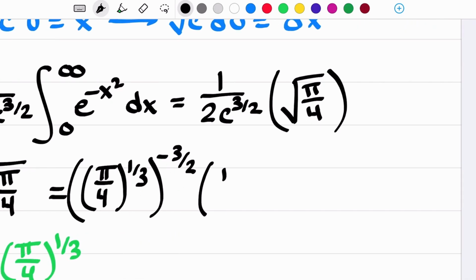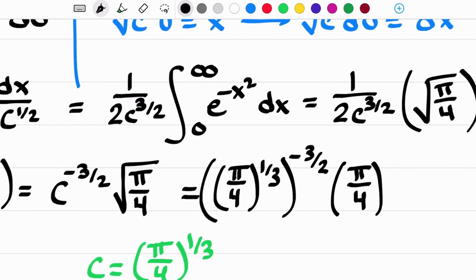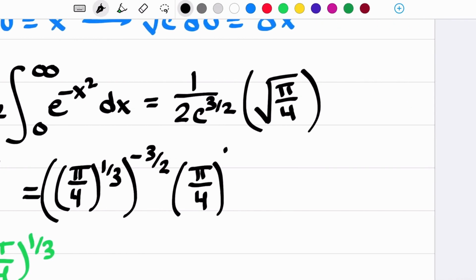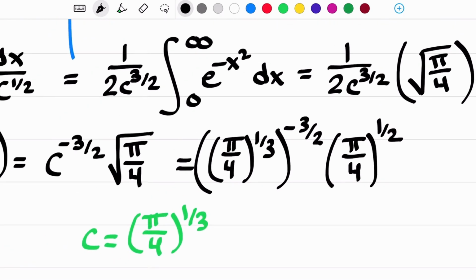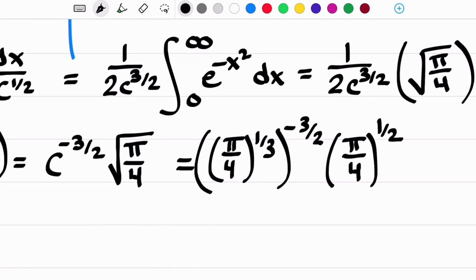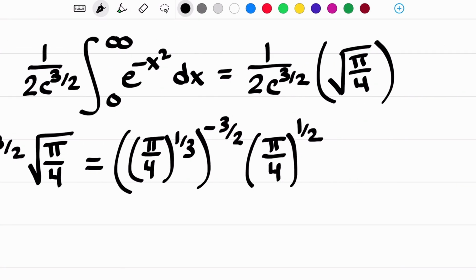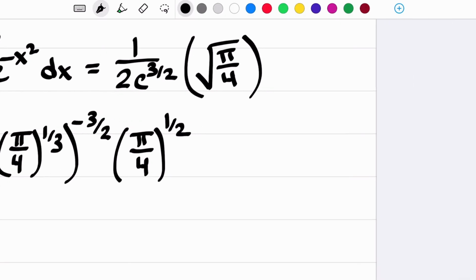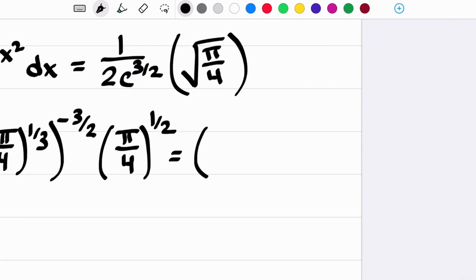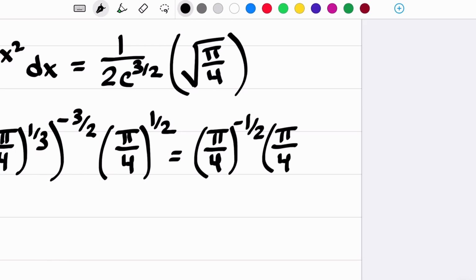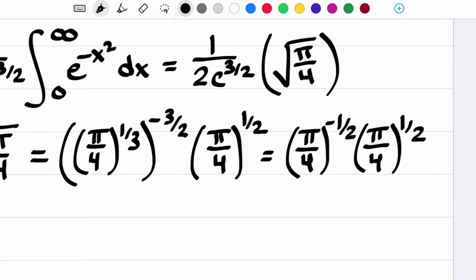And then the second term, I'm going to also write with its exponent. So the square root of pi over 4 is just pi over 4 to the 1/2. And some of you may have already seen where this is going. These two exponents here can do some simplifying. 1/3 times negative 3 over 2 is just negative 1 over 2. Pi over 4 to negative 1 over 2 times pi over 4 to the 1 over 2.